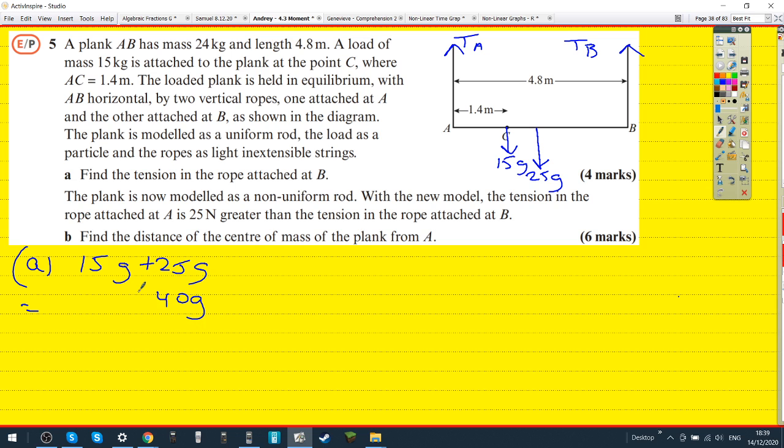I'm not sure. It says something about A and B. Oh, it says that's in part B. Hang on. A plank has mass of 24. I wrote 25. Oh, the plank at first is modeled as a uniform rod. Find the tension in the rope attached at B.